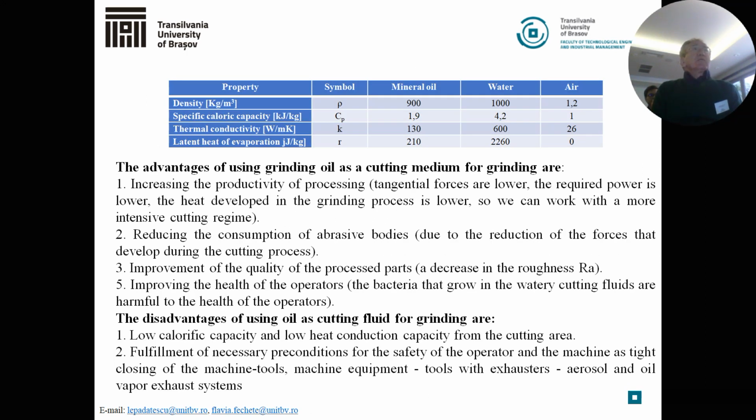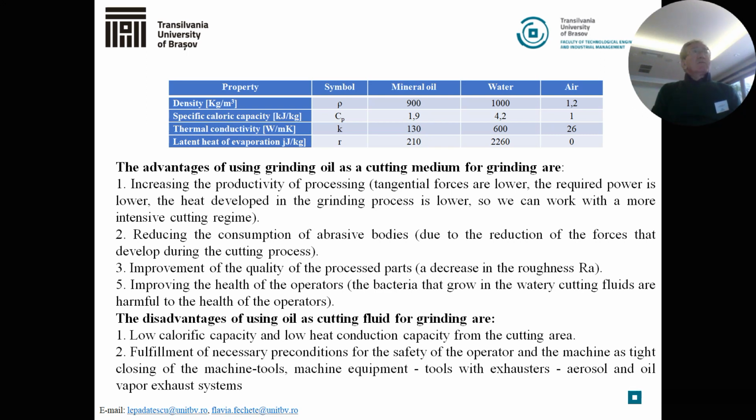The advantages of using grinding oil as a cutting medium for grinding are: 1. Increasing the productivity of processing, tangential forces are lower, the required power is lower, the heat developed in the grinding process is lower, so we can work with a more intensive cutting regime. 2. Reducing the consumption of the abrasive bodies due to the reduction of the forces that develop during the cutting process. 3. Improvement of the quality of the processed part, decrease in the roughness Ra.